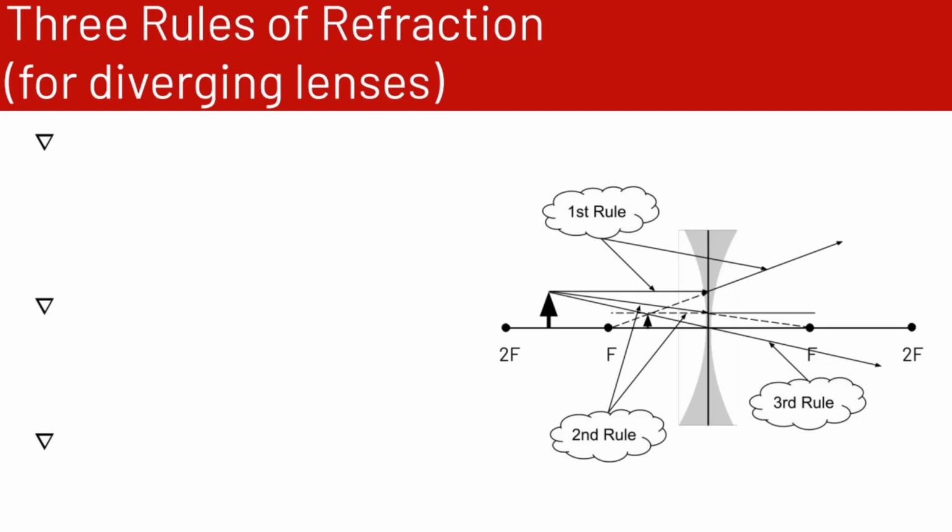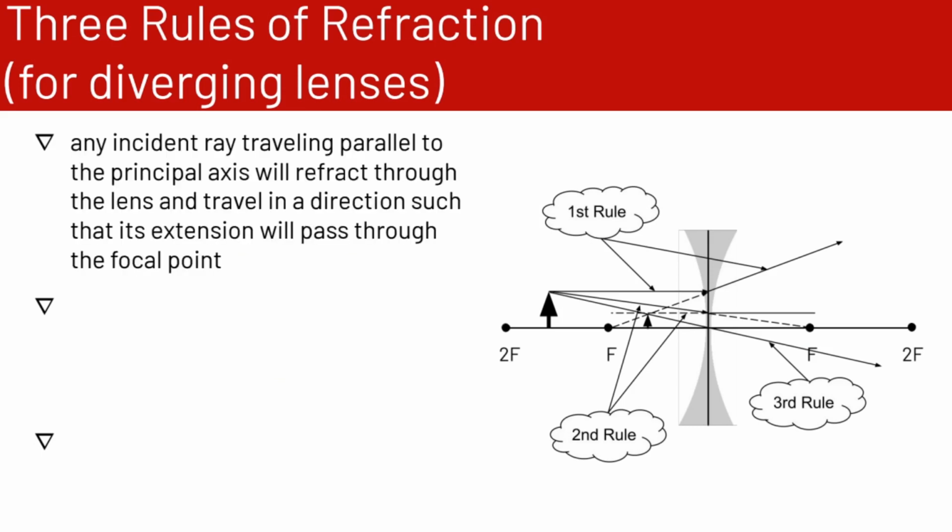All right, let's look at the three rules of refraction for diverging lenses. So any incident ray traveling parallel to the principal axis will refract through the lens and travel in a direction such that its extension will pass through the focal point. Okay, so we have our incident ray.